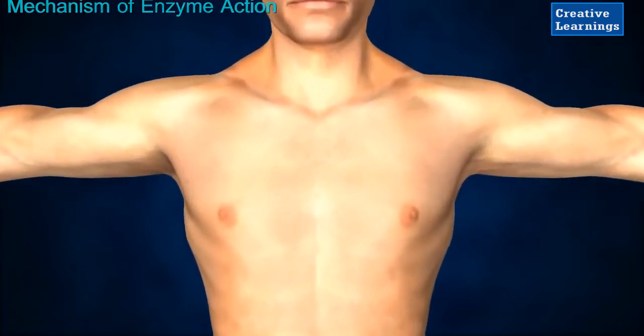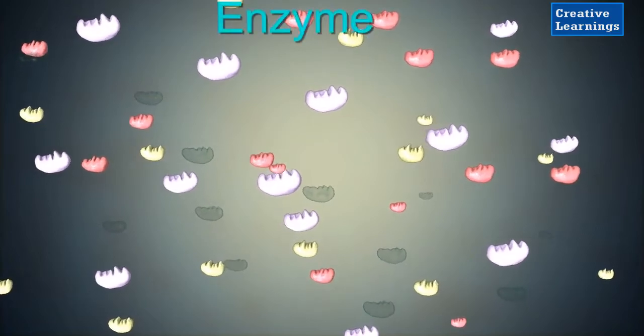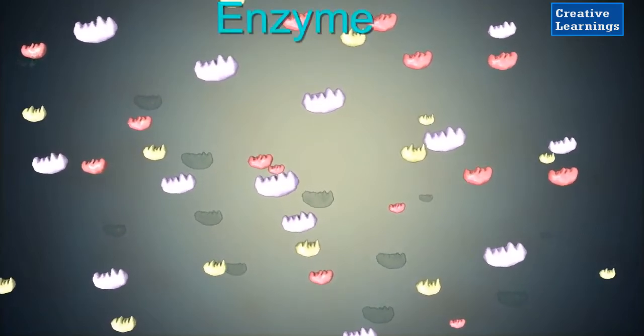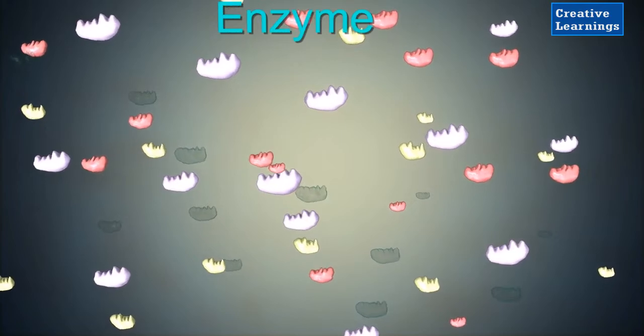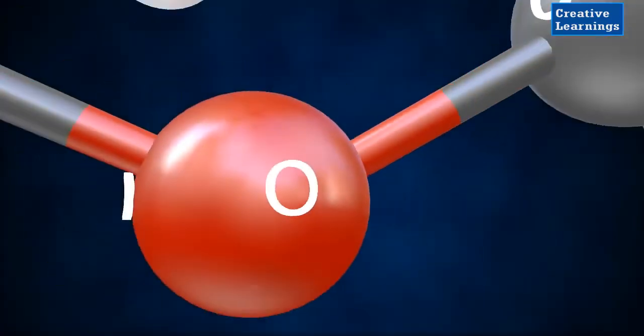Mechanism of enzyme action. Enzymes are complex nitrogenous organic compounds which are produced by living plants and animals. They are actually protein molecules of high molecular mass. These biological molecules are responsible for the thousands of chemical interconversions that sustain life.